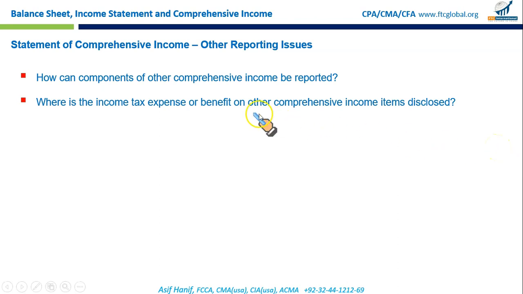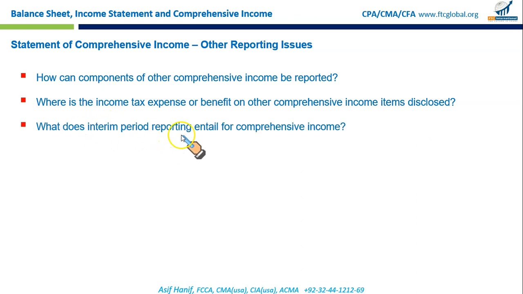Where is the income tax expense or benefit on the other comprehensive income item disclosed? There are two ways. Either you report them directly on the face of the financial statement where these components are displayed, or in the notes to financial statements. What does interim period reporting entail for comprehensive income? During interim periods such as quarterly or semi-annual reporting, companies need to provide not only the basic net income figures but also a total for comprehensive income.